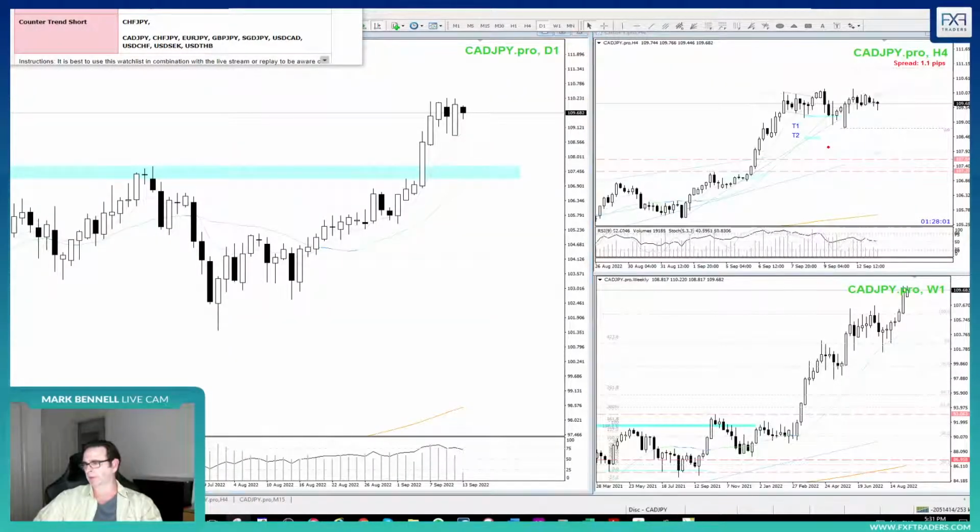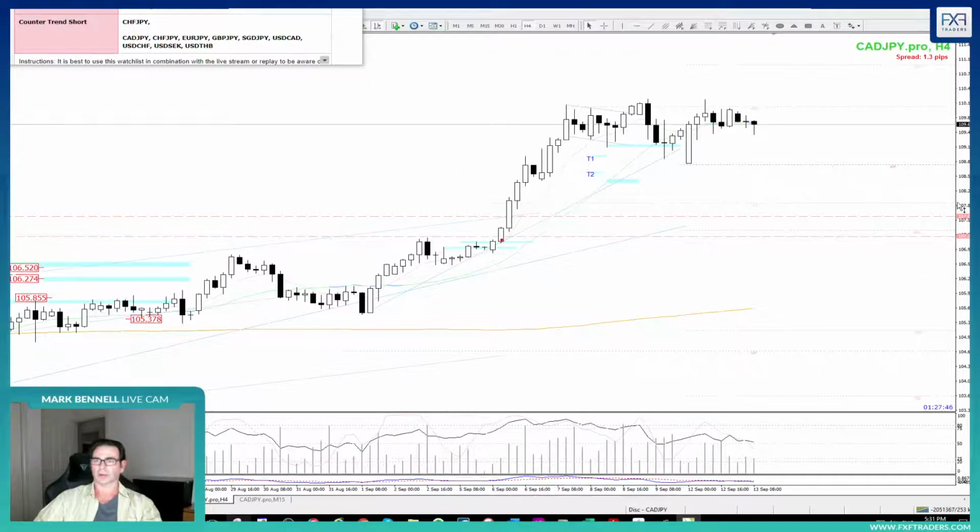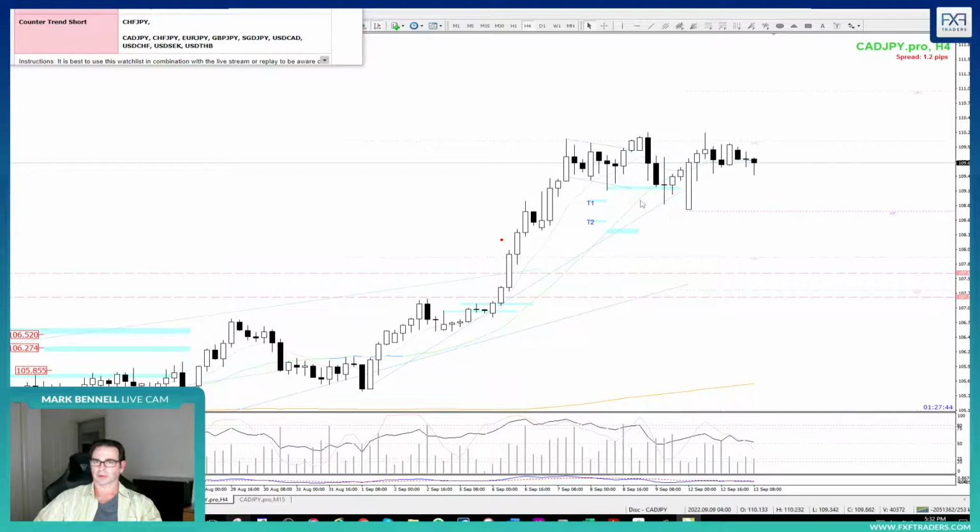This is what they do. Look, if you don't get an immediate sort of follow through, they'll just go sideways and just chew up time. All right, so that's what this one did. So 4 hour, 4 hour was below the 8.